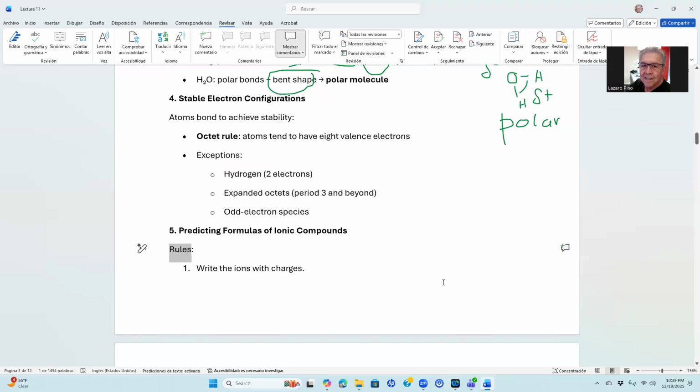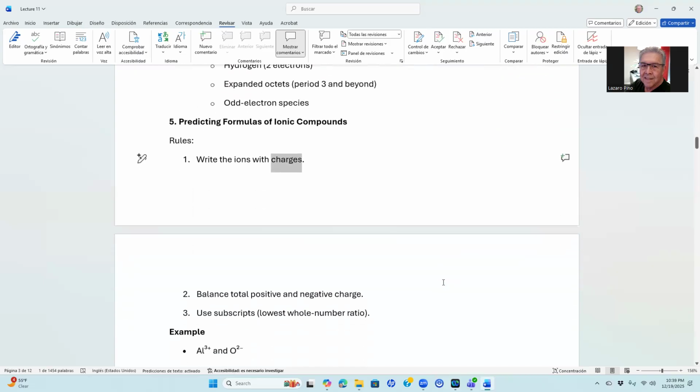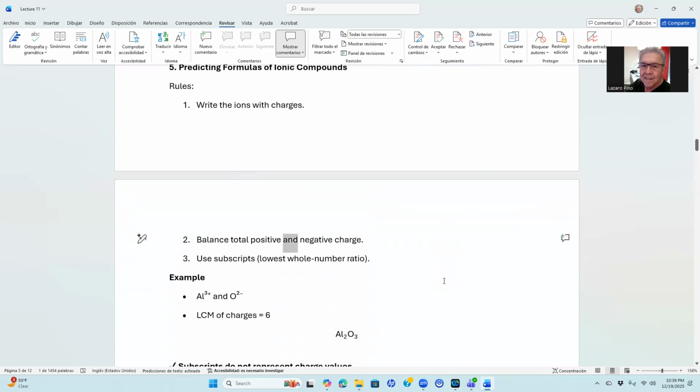Rules: write the ions with charges. Balance total positive and negative charge. Use subscripts, lowest whole number ratio. Example: Al superscript 3 plus and O superscript 2 minus. LCM of charges equals 6. Subscript based on the charge of the other ion.